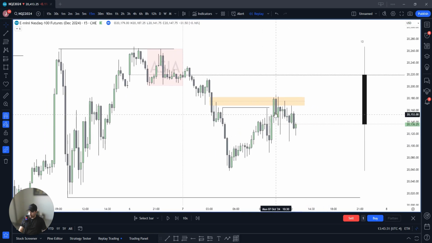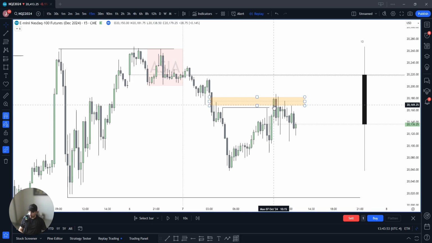So I was live with my group here, and this came up to here, and I was looking for a 1 minute change in state of delivery out of the 15-minute POI using time frame alignment, right? Again, a breakdown of time frame alignment is, if you're looking at a monthly PDA array, you want to pay attention to the daily, look for a daily reversal in the form of a CISD. If you're looking at a weekly, you look at a 4 hour.